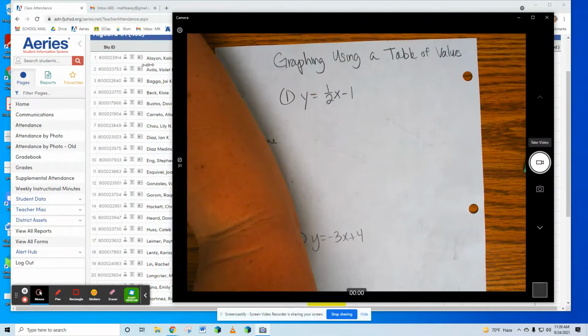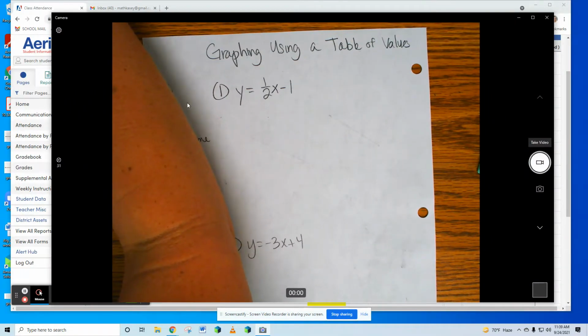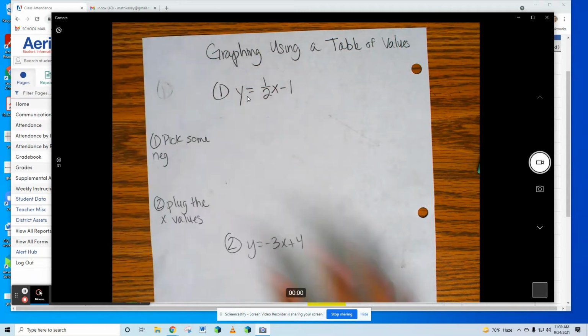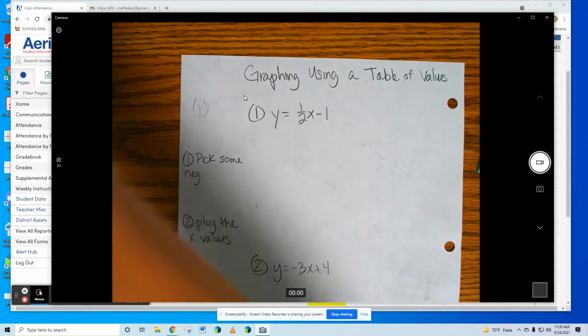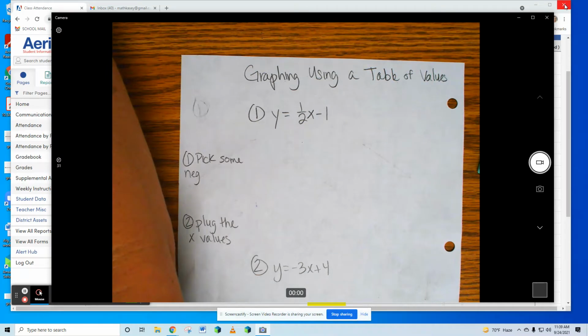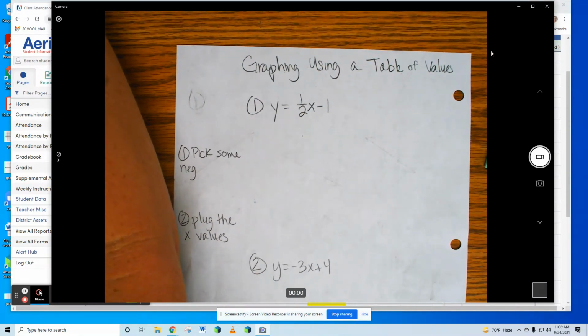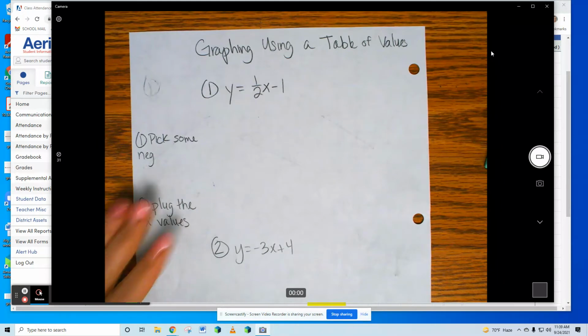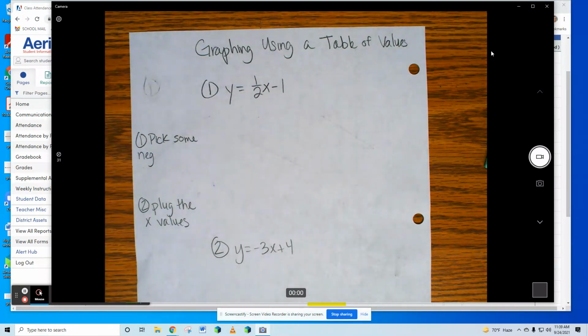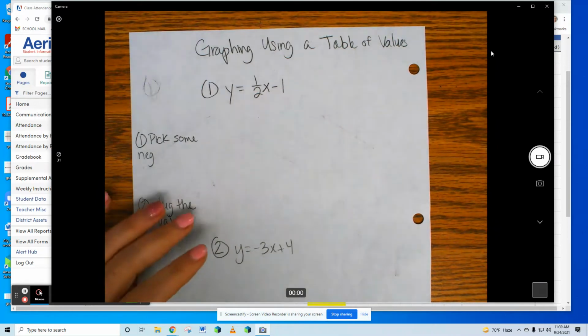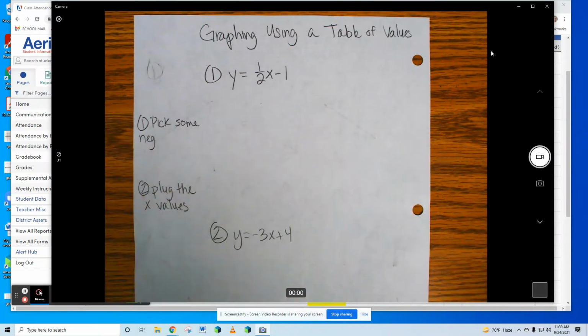Okay. Graphing using a table of values. I am going to have you write down the title, Graphing using a table of values. In order for you to graph, your equation must be in y equals mx plus b. That is a must.